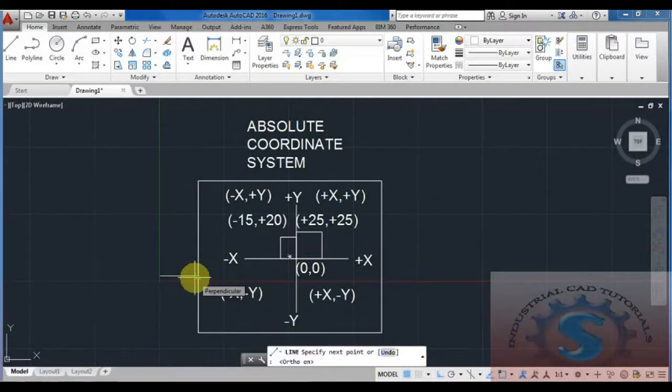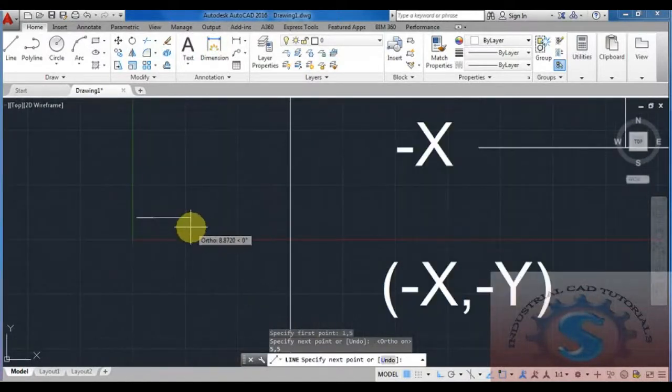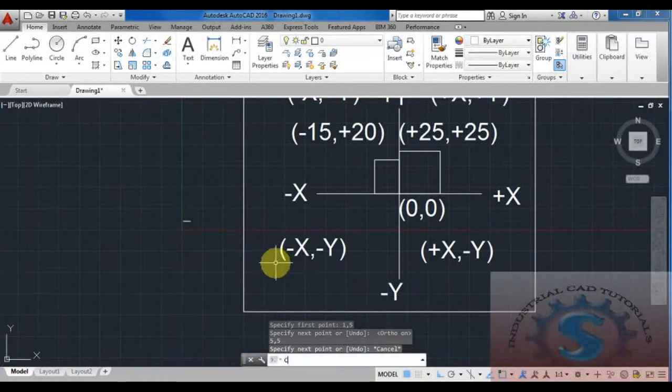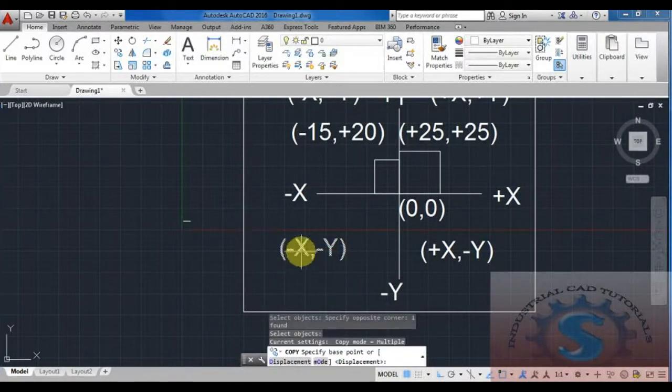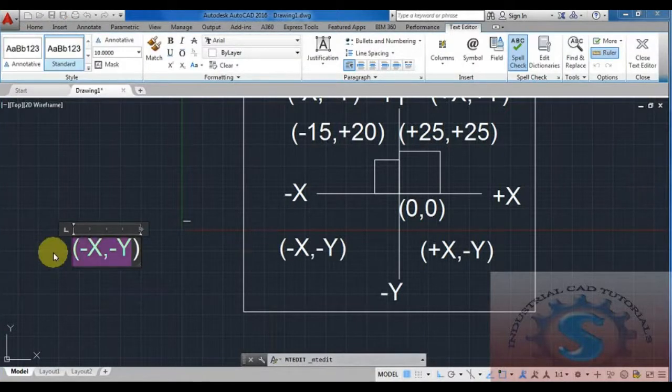In an absolute coordinate system, I already explained the x-axis and the y-axis, and the negative values, and how to give the positive values. For example, I am considering this xy axis, the x-axis and the y-axis. The first basic is the absolute coordinate system. After that, the relative coordinate system.